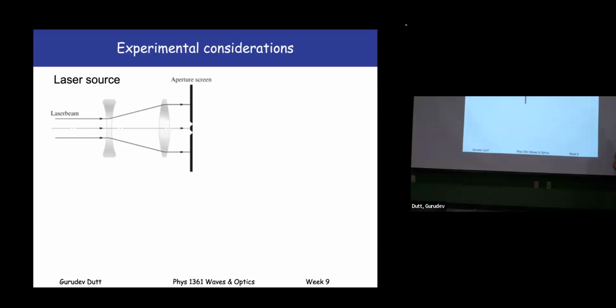So for a laser source, we want the laser beam to be almost like a plane wave and illuminating both the slits equally.